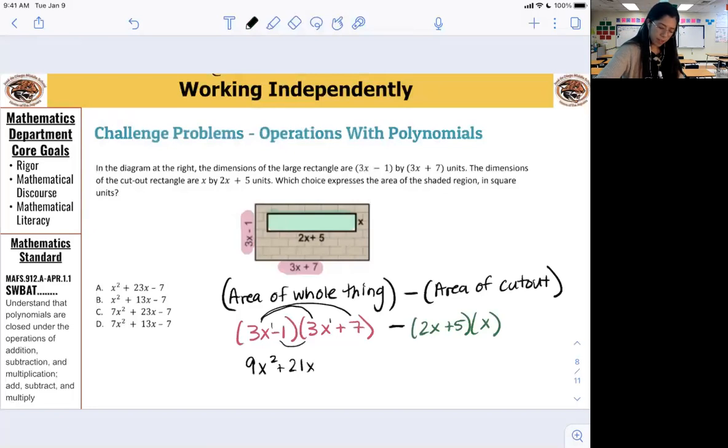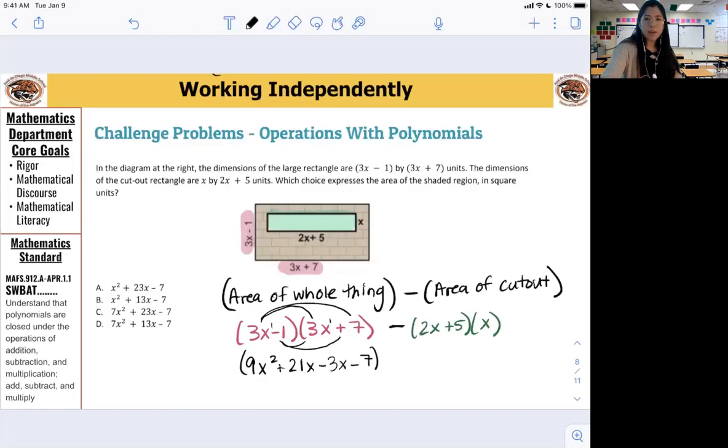Negative 1 times 3, I get negative 3x. And negative 1 times 7, I get negative 7. So here's my first polynomial. Now I'm going to go ahead and multiply the second one.